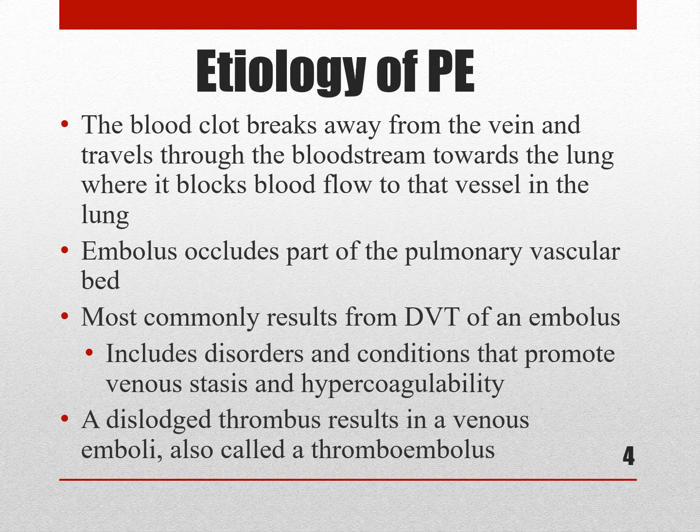So the etiology of a pulmonary embolism. Pulmonary embolisms occur when that thrombus or blood clot travels from the original site. Usually that's going to be the lower extremities. It'll travel up the bloodstream and to a pulmonary vessel. DVTs are the main cause of pulmonary embolisms. So this dislodged thrombus is also known as a thromboembolus.